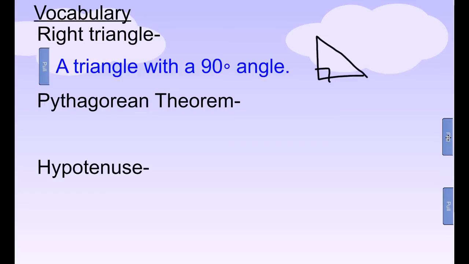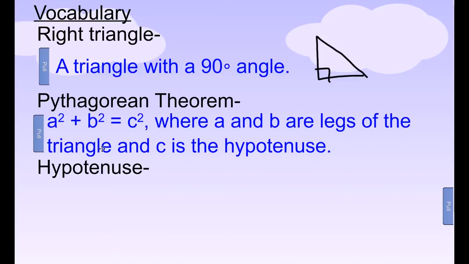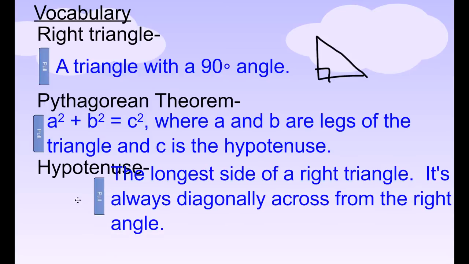Okay? The Pythagorean theorem is this formula, a squared plus b squared equals c squared, where a and b are the legs of the triangle, and c is the hypotenuse. So legs you probably get, they're kind of like they help hold it up, but you may not understand the hypotenuse. Well, lucky you. The next vocab word is hypotenuse.